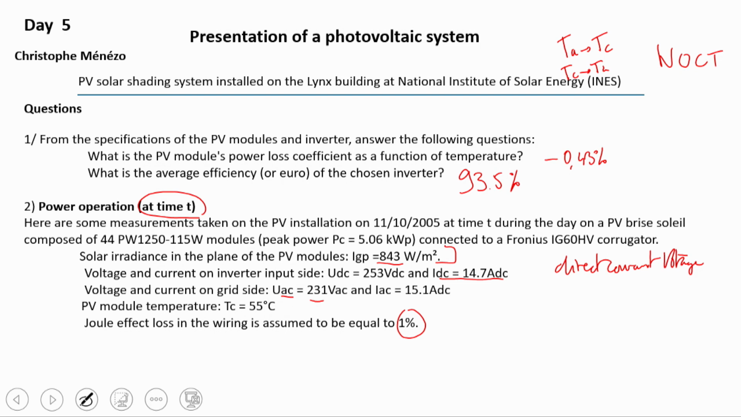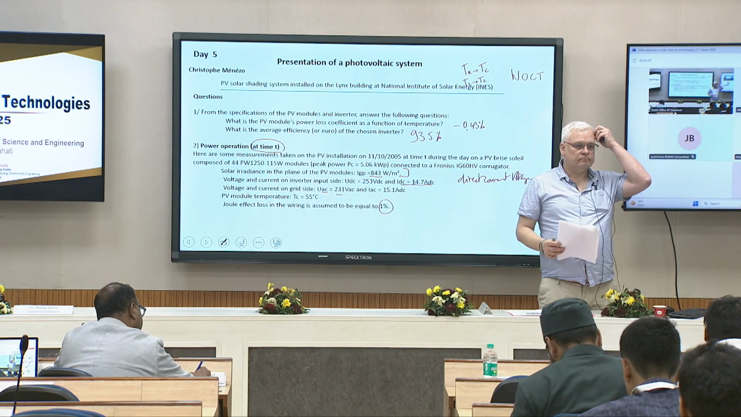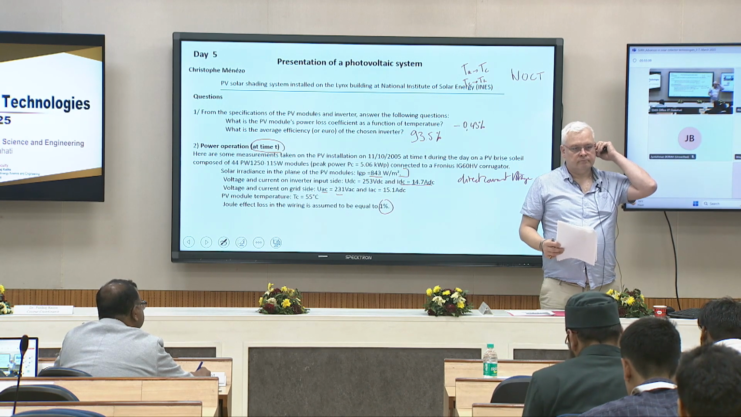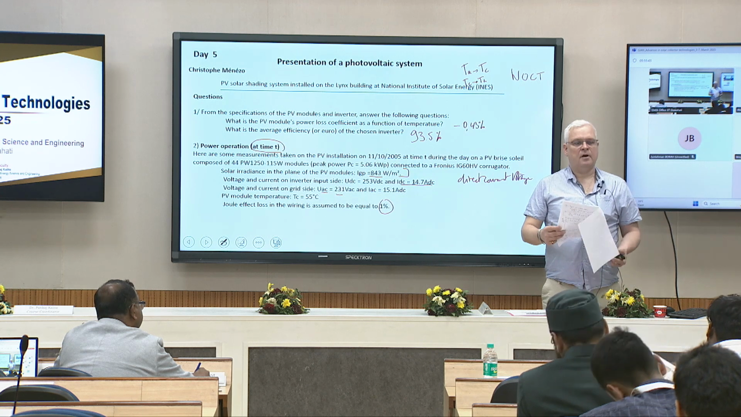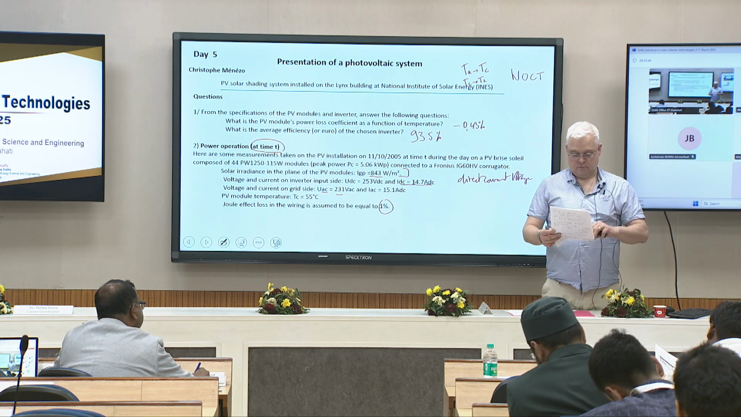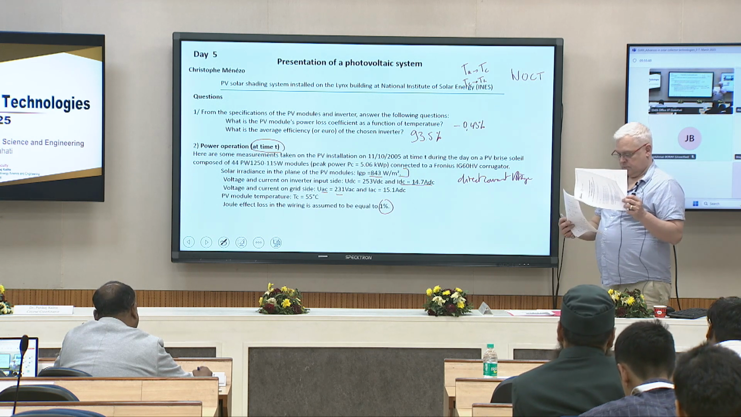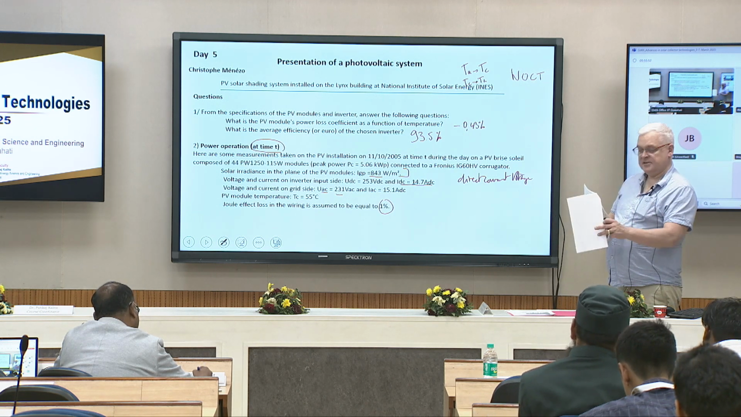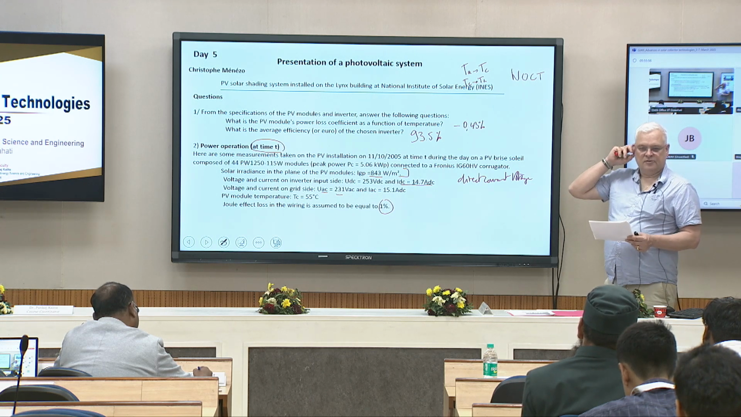One range is given, minus 20 to 50 degrees, here on the inverter reference table. The ambient temperature range is given. Minus 20 to 50. Yes, but it is the operating temperature of the inverter.